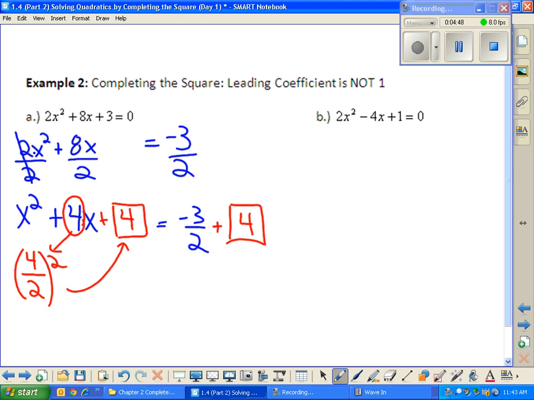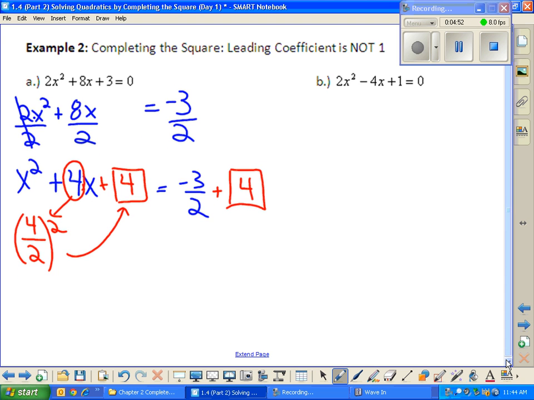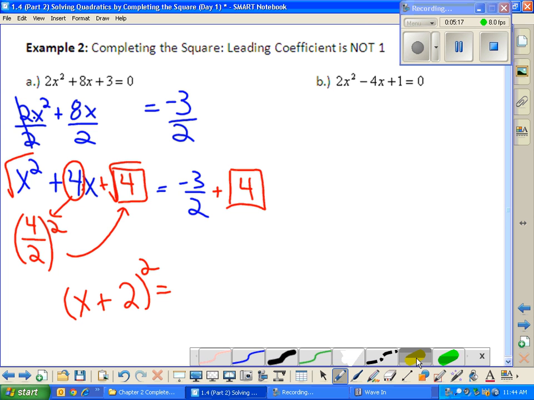So now the left side is indeed a perfect square trinomial. I'm going to factor it using the square root method for consistency. Square root of x squared, that's just x. Square root of 4, that's just 2. The sign that's in front of my b value is a plus, so I have to bring my plus down, and this is squared. Remember, ultimately, that your b value divided by 2, including the sign, is also what you get right here.